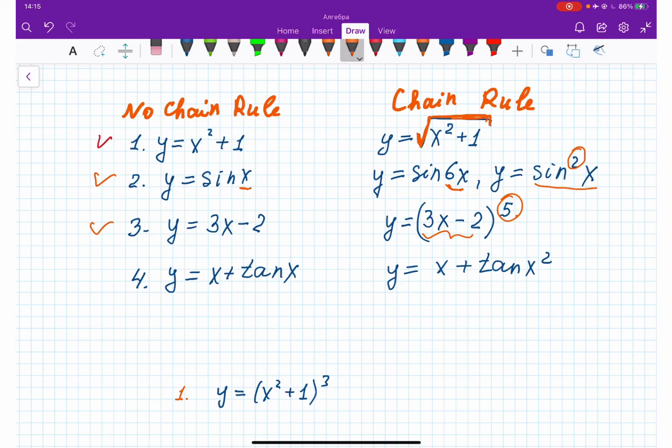In the fourth example, we don't apply the chain rule when we have x plus tangent x. We just take the sum of derivatives, the derivative of x and then the derivative of tangent x. But on the left side, I have tangent of x squared. So instead of tangent x, I have x squared. That brings me to the chain rule, which means first I have to take the derivative of tangent, and then move to the derivative of x squared. Okay? That's the difference between the chain rule and no chain rule. So one more time, the chain rule we apply to different parts of the same equation, the same expression of the function.